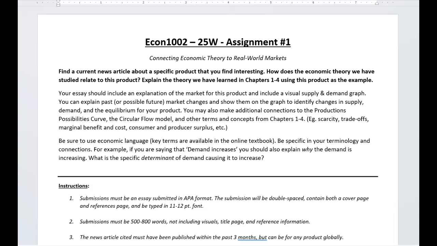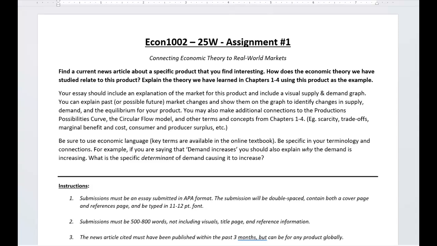Our goal here is to take everything that we've been learning in economics and apply it to a real world situation. So what I'd like for everyone to do is to go out online, look for a current magazine article or newspaper article, and find a product that you're interested in. Let's make this kind of fun for you. For me, for example, I'm a music person, so I'm interested in what's happening in the market for guitars. So that might be my particular product.